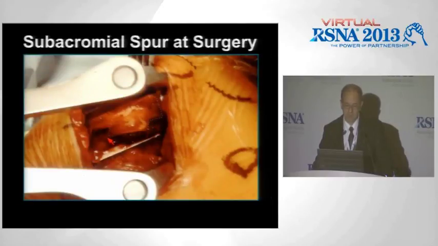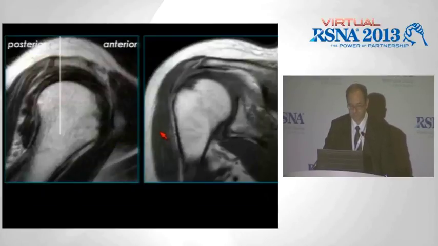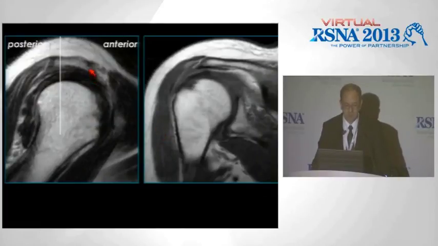Here's the spur at surgery. And I've been called into the OR to feel a spur with my finger, as I didn't call one. So I tend to overcall these when I look at the MRI. So if I see anything coming down toward the cuff, especially if there's cuff disease, I will call a spur. I like to go through the images on oblique sagittal and oblique coronal and correlate them.